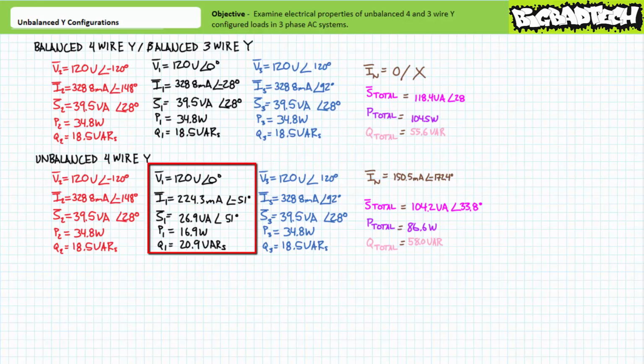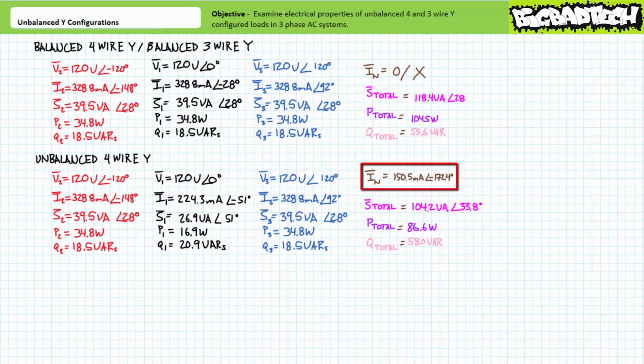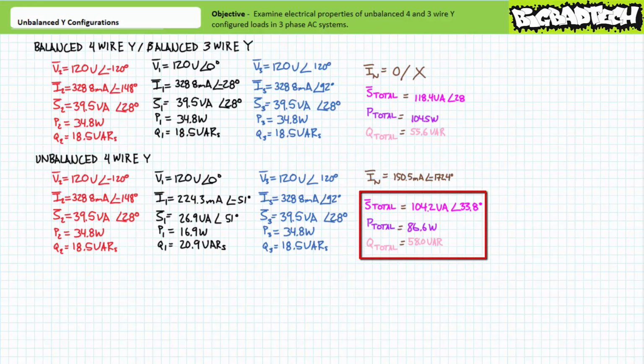Our earlier calculations demonstrated load impedance Z1 drew a different amount of current and as such experienced a different amount of apparent, real, and reactive power. Given the unbalanced load currents, an application of Kirchoff's current law demonstrates 155.5 milliamperes of current at an angle of negative 172.4 degrees exists in the neutral line. Note, because of the unbalanced nature of this Y configuration, the motor appears to be consuming less power. As a result, the motor might not be performing its function as capably as previously.